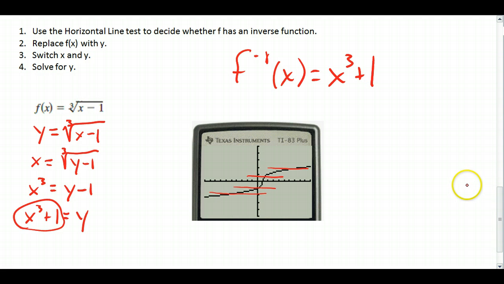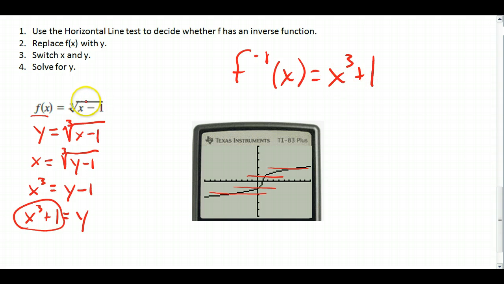Now remember earlier I said that inverses undo each other. So let's see what's happening to x in the original function f. f says take x, subtract 1 from it, and then take the cube root of that result. So in that order, we're going to take x, subtract 1 from it, and then take the cube root of it. The inverse says take x, cube it, and add 1.